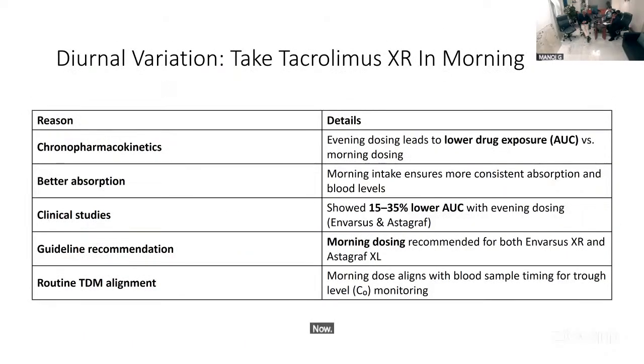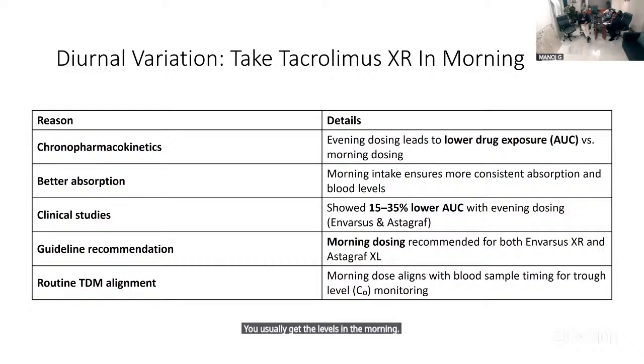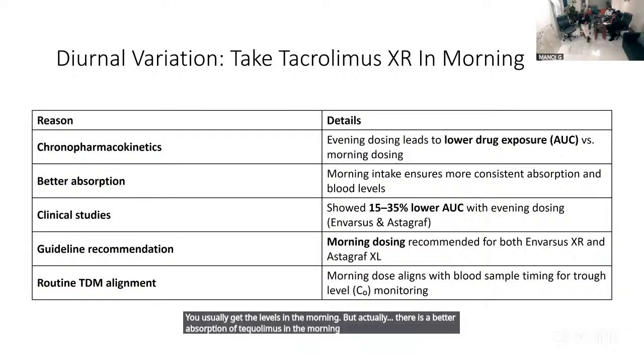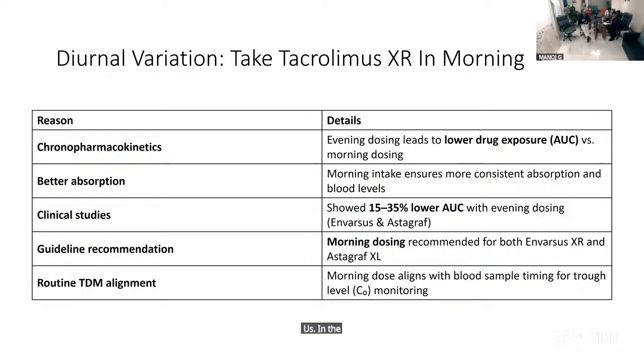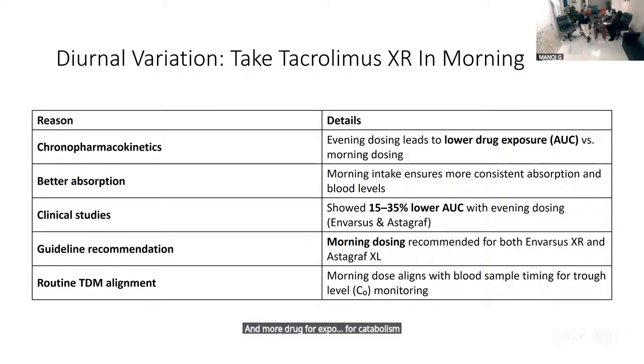Now, next is diurnal variation. We have always used immediate release in 12 hours, but we usually get the levels in the morning. But actually, there is a better absorption of tacrolimus in the morning hours. In the evening hours, the gastric emptying rate is reduced, and more drug for catabolism is available in the proximal intestine. So practically, the area under the curve for the evening dose is less by 15 to 35%.